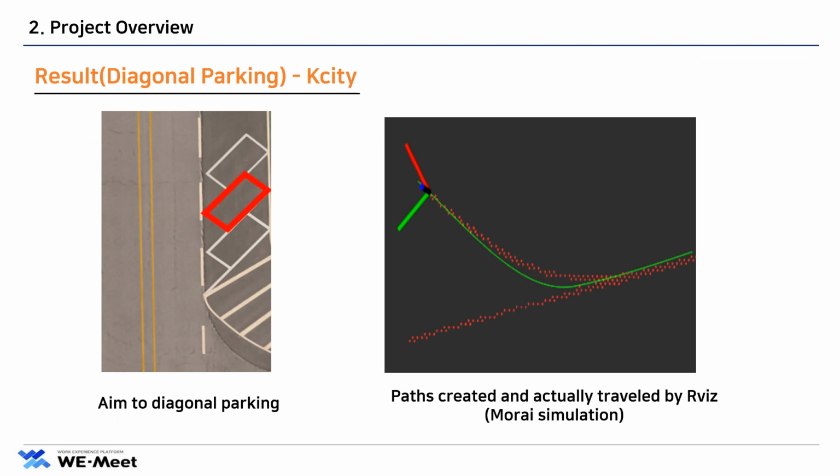This is an overview of the project. The goal of diagonal parking is to park in the red target range shown on the left. The picture on the right is a picture of our car diagonally parked in the Mirai simulator with the code we set.